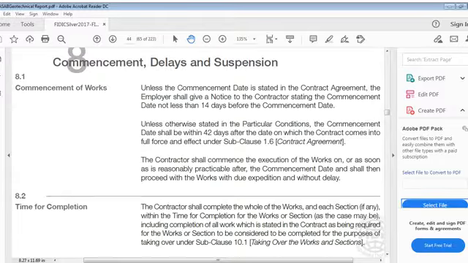What I am talking to you about is a very serious issue, because the chapter is commencement, delays and suspension. When it is a commencement, okay, commencement is fine, but if it's a delay, that's not acceptable, and if it's a suspension, that's also not acceptable.